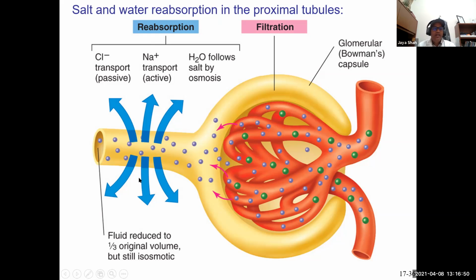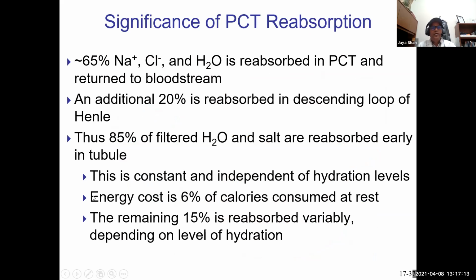That means this fluid has an osmolality of around 300 milliosmoles. Why is that? Because the amount of sodium chloride ion absorbed is followed by a similar amount of water also. That's why the osmolality is not changed. Okay, so here are some stats on the significance of proximal convoluted tubule reabsorption.